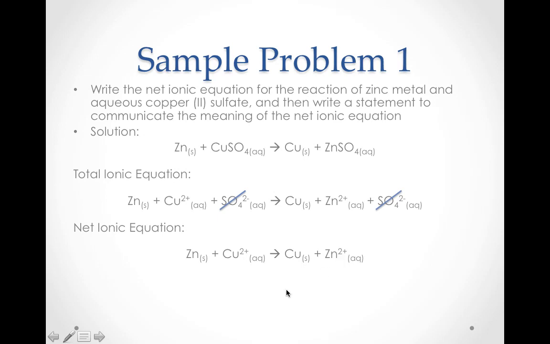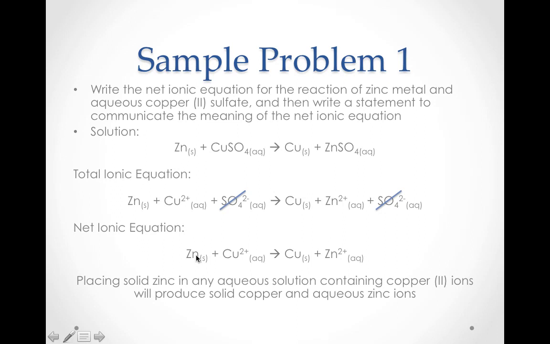If we look at this a little bit further, we can actually say that there's an electron transfer happening. Zinc is donating 2 electrons to copper to make it neutral, and zinc is losing those 2 electrons, so it's becoming 2+. This is another way of analyzing it a little bit further. Do I expect you to be able to do that? Not necessarily, but as an extension, I think it's a great thought process. So placing solid zinc in any aqueous solution containing copper ions will produce solid copper and aqueous zinc ions.